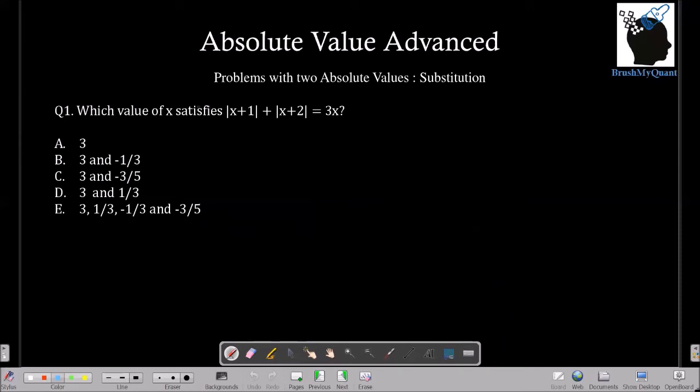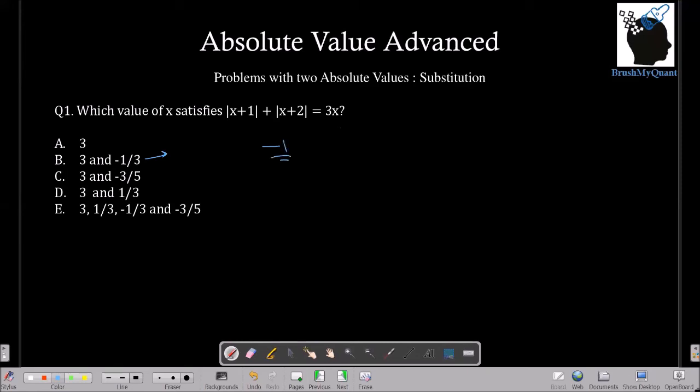Okay. So which value of x satisfies mod of x plus 1 plus mod of x plus 2 is equal to 3x? And a couple of option choices are given to us. And we note that 3 is there in all the option choices, so we don't need to check for 3. Let's start checking for other values. So we'll start with minus 1 by 3.